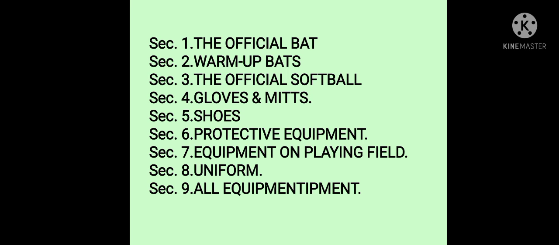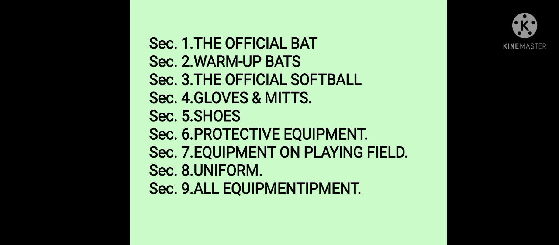Section 7, equipment on the playing field. Equipment that is not part of the official equipment shall not be left lying on the playing field in either fair or foul territory. The ball is dead if it contacts equipment that is not part of the official equipment. For offensive equipment causing a blocked ball, the player being played on is out.